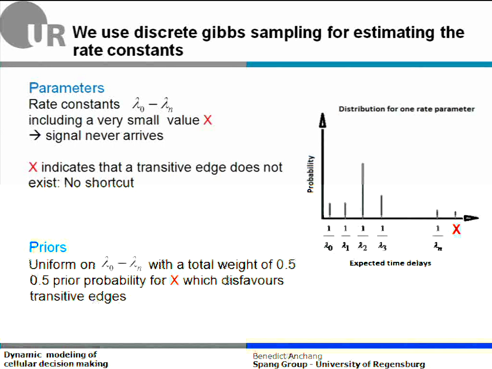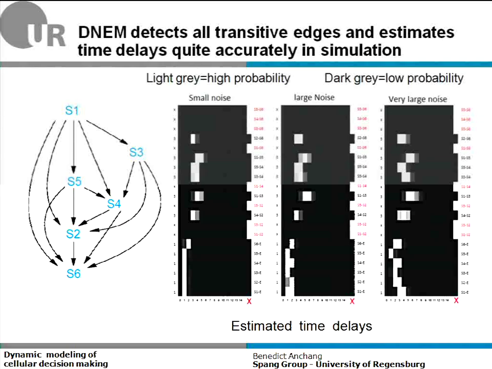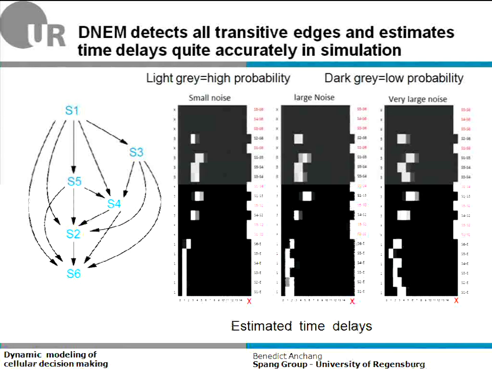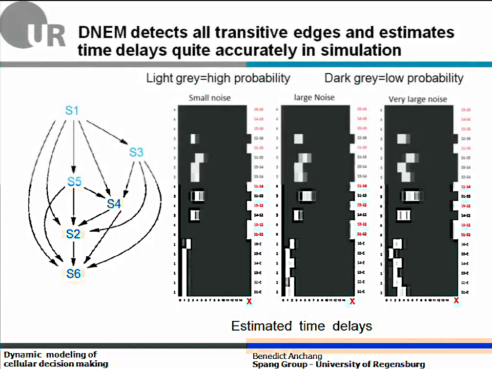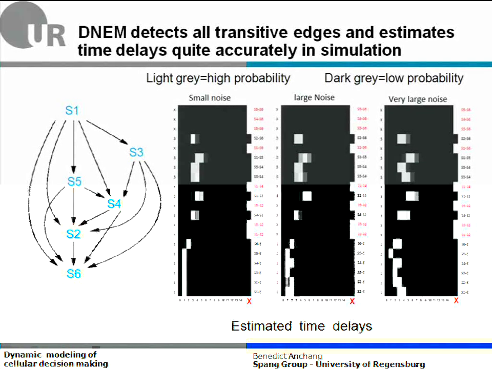We carried out several simulation studies, and in one of them, we used this known graph comprising 6 signaling steps. We generated data assuming finite time delays on the non-transitive edges, and we assume that the transitive edges are non-existent, or there is no signal. We generated data based on 3 noise levels: low noise, medium noise, and high noise. And we applied our dynamic model. The posterior distributions are summarized in the heat map shown here.